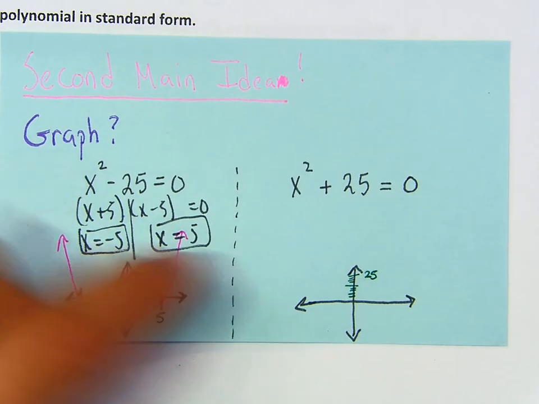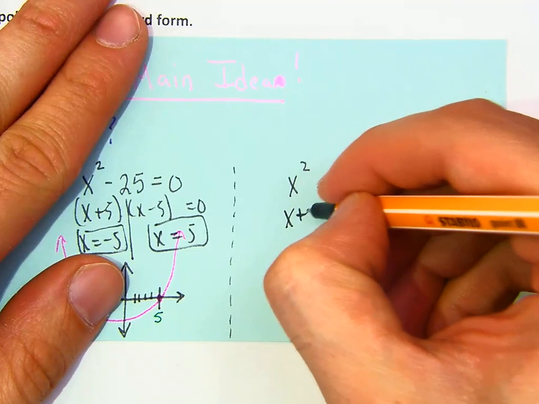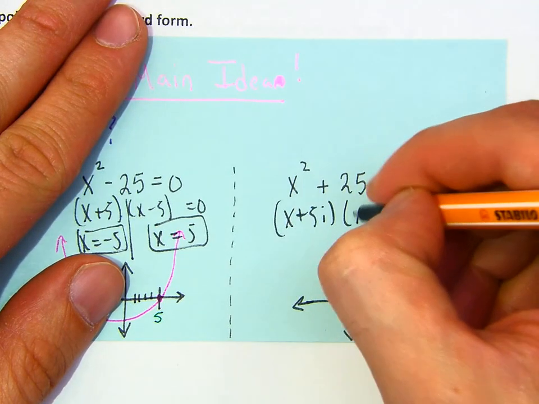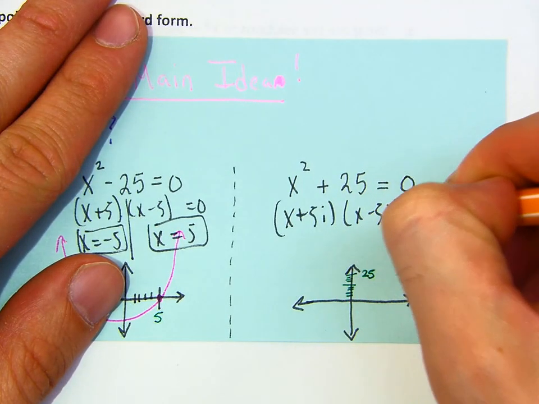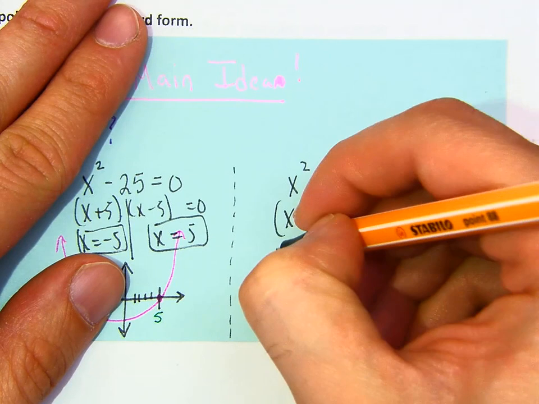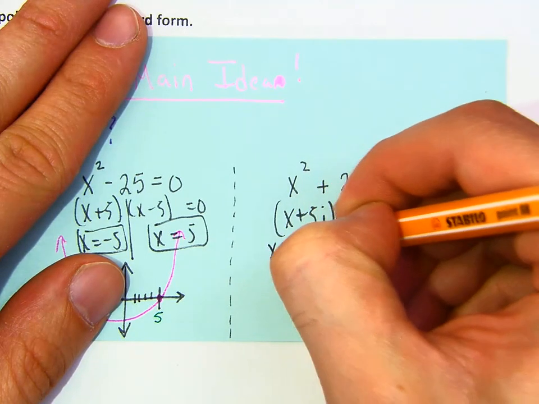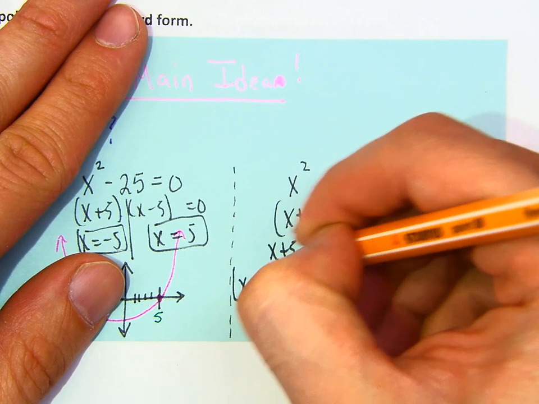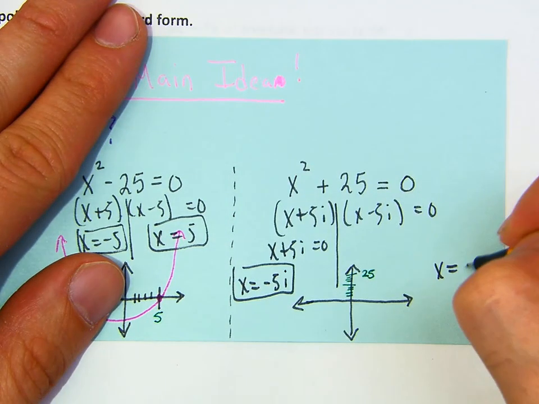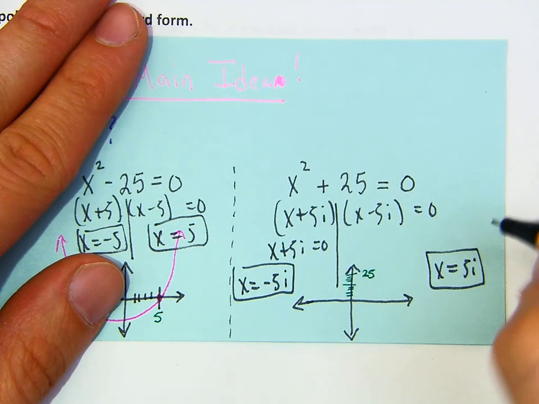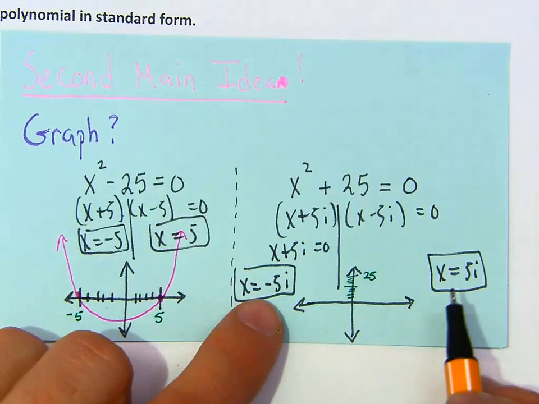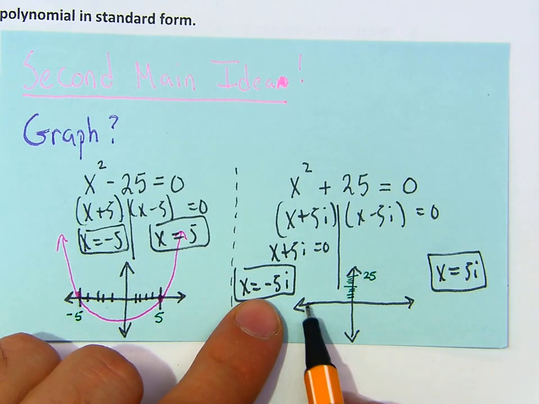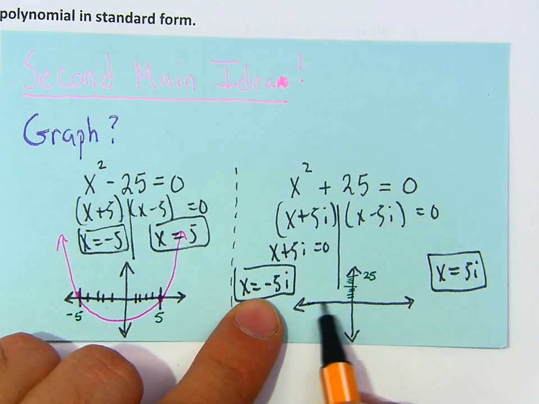But what about this one? How did this factor? This was x plus 5i and x minus 5i equals 0. So here you say x plus 5i equals 0, x equals negative 5i. That's one of the solutions. And what's the other solution? It's x equals 5i. But the problem is, these two solutions are not on the x-axis.